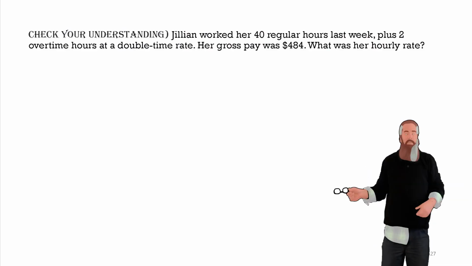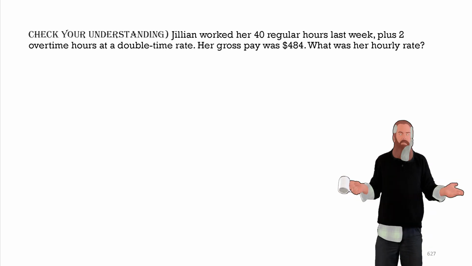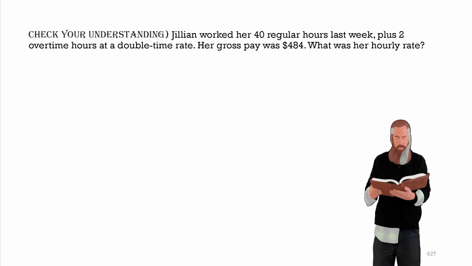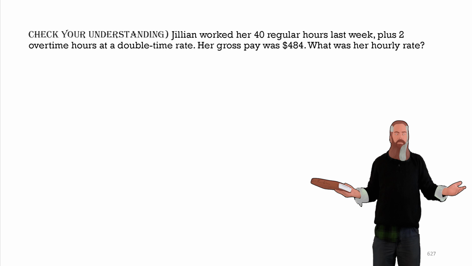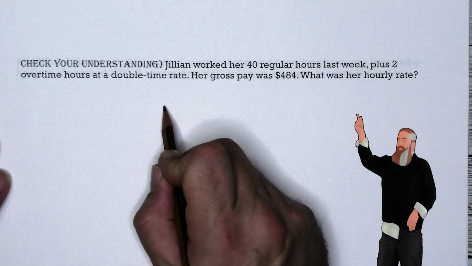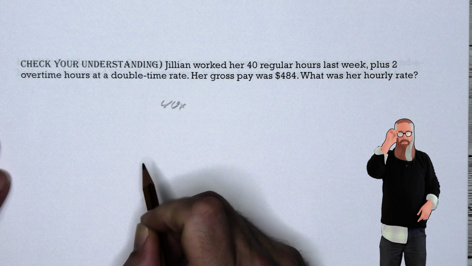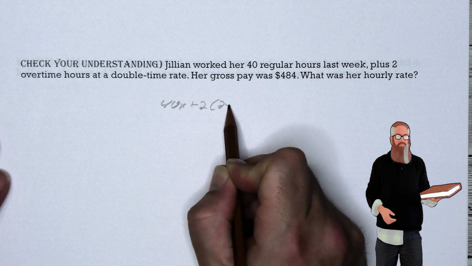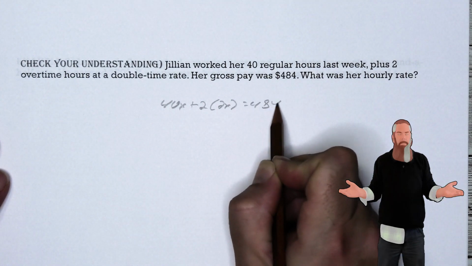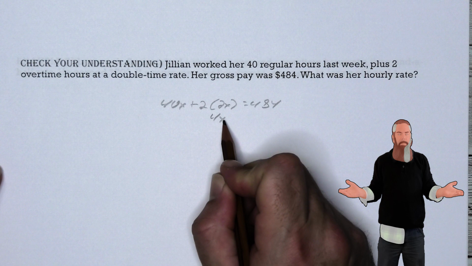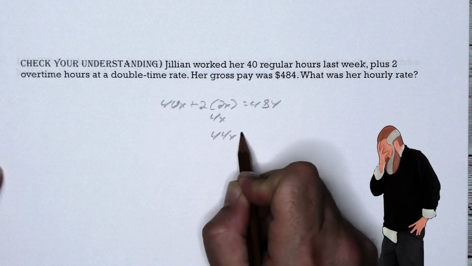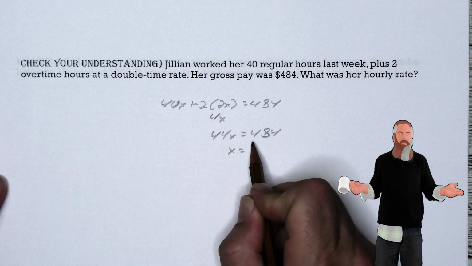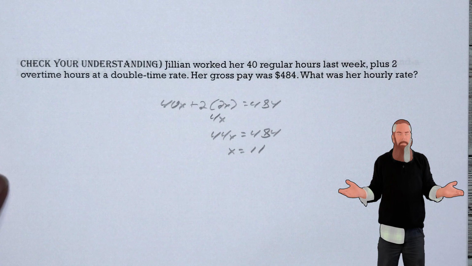Let's check our understanding of this with Julian, who worked 40 regular hours last week, plus 2 overtime hours at double time. Her gross pay was $484. What's her hourly rate? Once again, we do know that we're going to have 40X of her regular hours, plus 2 hours of overtime at 2 times X to get 484. Now 2 times 2 would be 4, and that is an X, meaning we have 44X is equal to 484. This means that when we divide both sides by 44, we get $11 an hour.